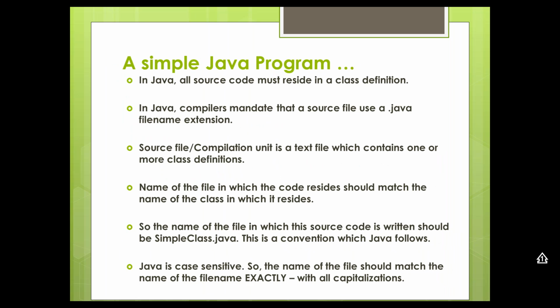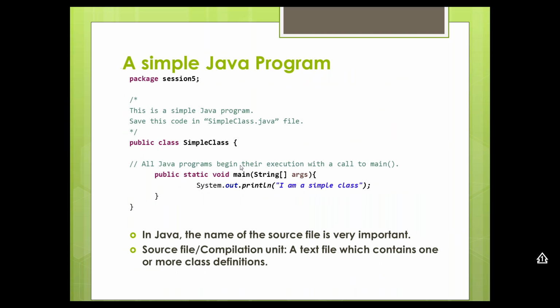So another basic rule is, as Java is an object-oriented language, all source code must be written inside a class definition. What do you mean by a class definition? If you compare this particular source code, any class definition starts with what is known as an access specifier. The access specifier which we have specified here is public.